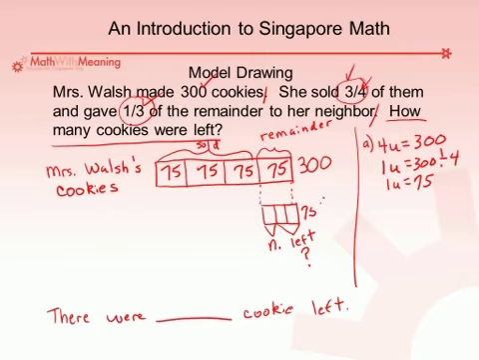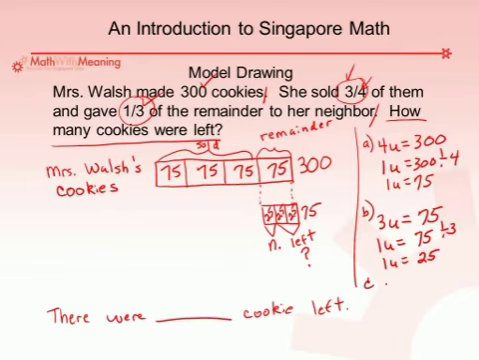I can put that to the right of that, just that unit down below that represents the unit bar that represents the remaining cookies. Now, what do we know? That 3 equal units equal 75. 1 unit equals 75 divided by 3, or 1 unit equals 25. And kids would, obviously, depending on what level, show different ways of getting to that answer.